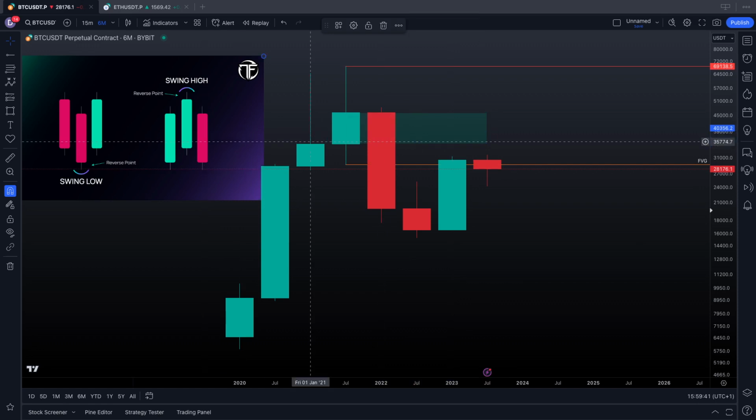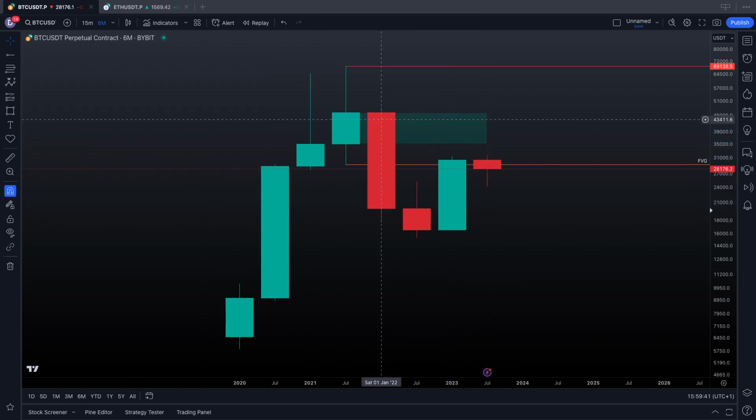So that is, really quickly, just explaining the basics of a swing high and swing low, what to mark out, what to look for. And of course, this is on the higher time frame, so it is quite easy to spot. So we'll go into the lower time frame.